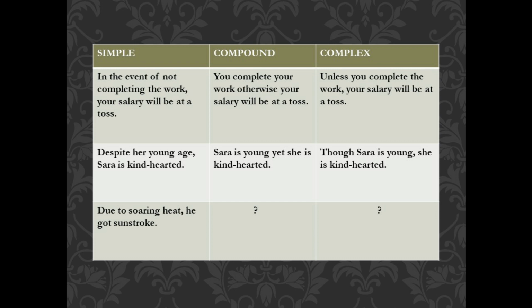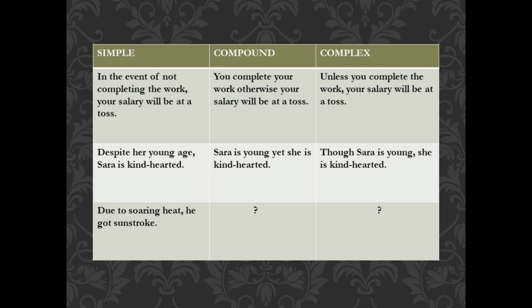So what could be the compound form of this sentence? Sarah is young, yet she is kind-hearted. Here, yet is the coordinating conjunction. So since you have a coordinating conjunction here, this is a compound type of sentence.